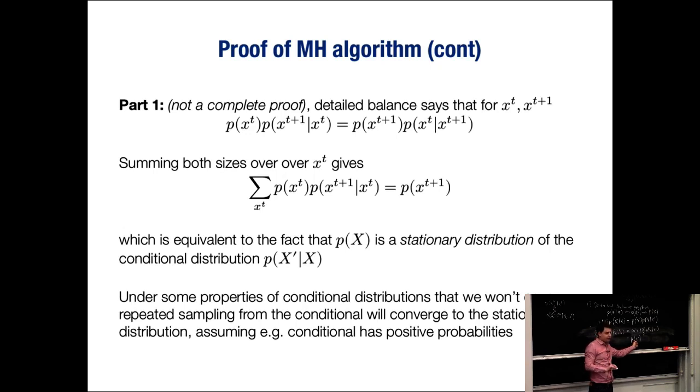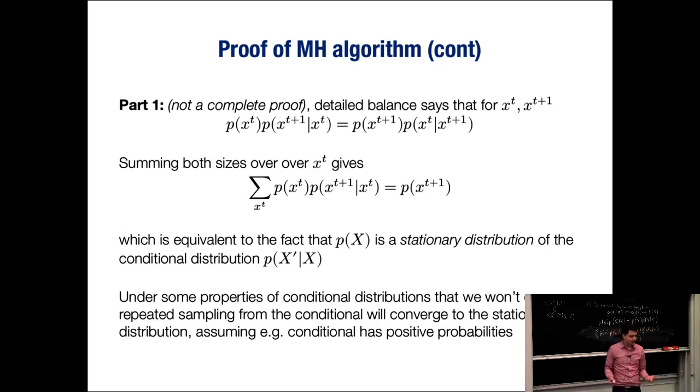So all this means, again, is that if I have a sample from my target distribution and I apply any update p that satisfies these detailed balance equations, I'm going to wind up with a sample from the same distribution. Right, that's all it's saying there.